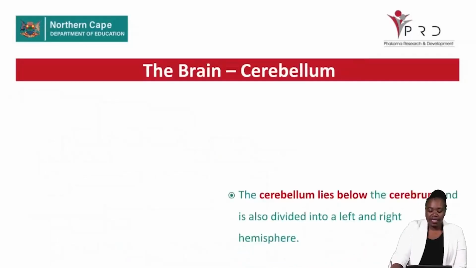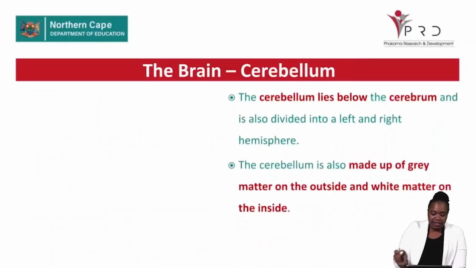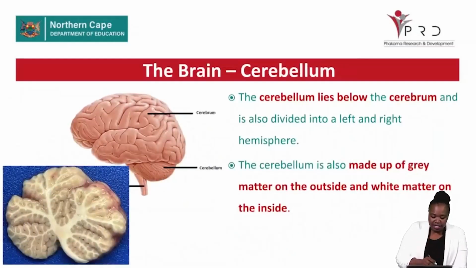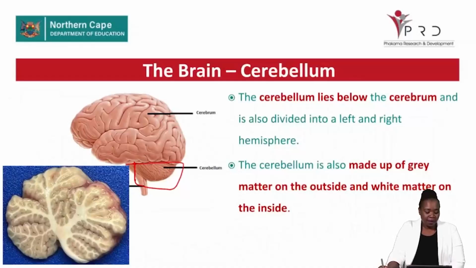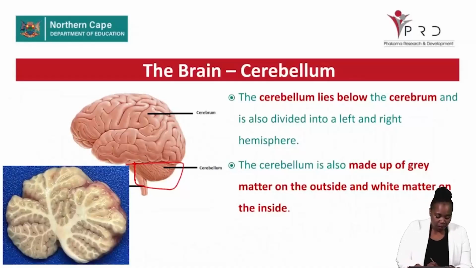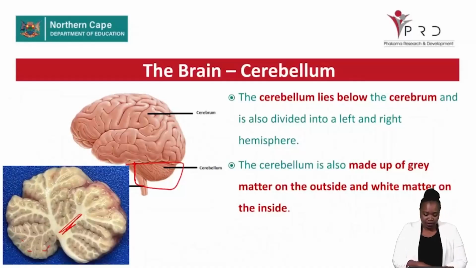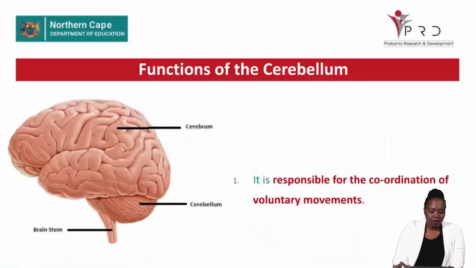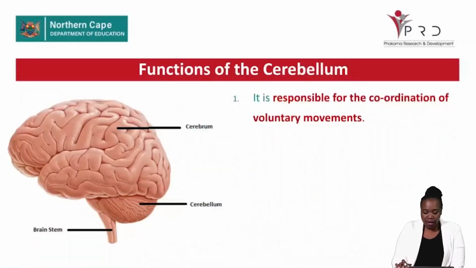Right, now let's have a look at the cerebellum. Like I said, the cerebellum is found right underneath the cerebrum. As you can see there, we have the cerebellum. This cerebellum, just like the cerebrum, is made up of white matter on the inside and gray matter on the outside. Right, so both the cerebrum and the cerebellum are made up of white matter on the inside and gray matter on the outside. Right, now what is the responsibility of the cerebellum?